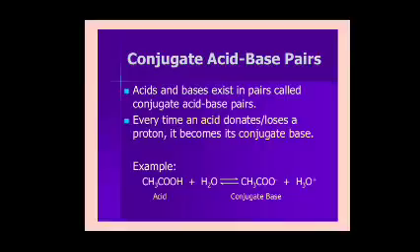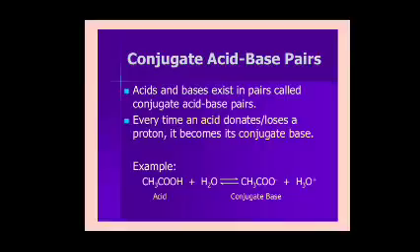Conjugate acid-base pair. Acids and bases exist in a pair called a conjugate acid-base pair. Every time an acid donates or loses a proton, it becomes its conjugate base. Example: CH3COOH plus H2O gives CH3COO minus plus H3O plus.